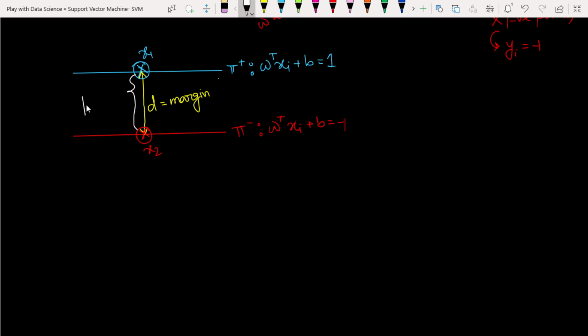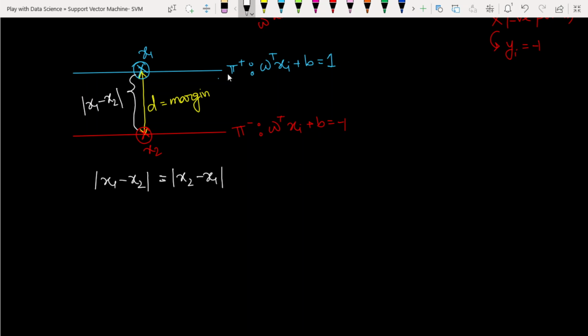The simple distance is the modulus of the difference, the absolute value of x1 minus x2. This difference of these two vectors will be the distance between them. And we know that the norm of x1 minus x2 is the same as the norm of x2 minus x1. For the norm, the sign does not matter, so both are the same.